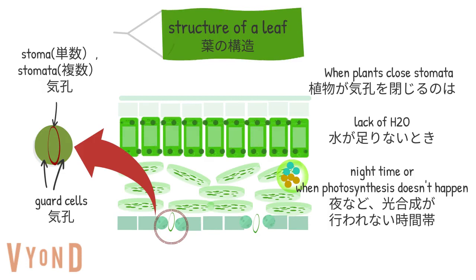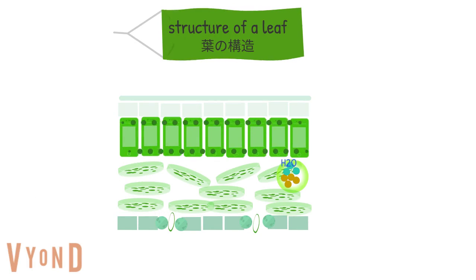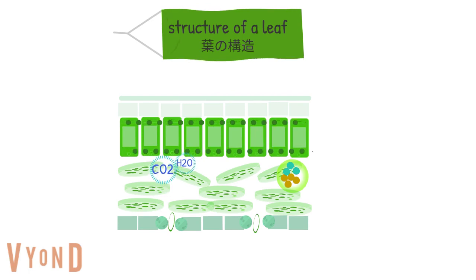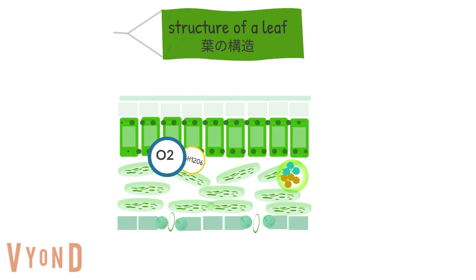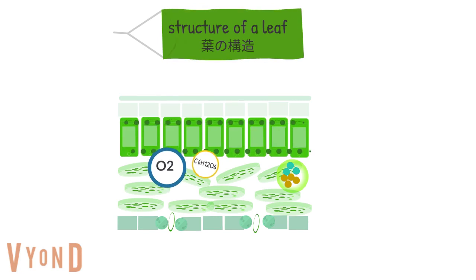Once carbon dioxide has diffused through the stomata, it combines with water from the xylem and undergoes photosynthesis in the mesophyll layer of the leaf, particularly in the palisade mesophyll layer. After photosynthesis, glucose is transported to other areas of the plant through the phloem.